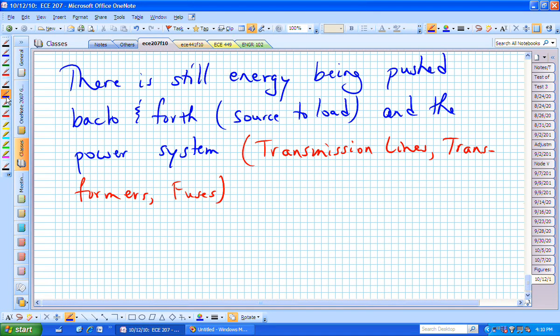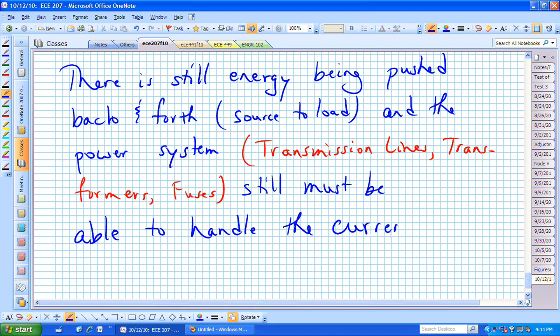Your transmission lines, your transformers, your fuses still must be sized or able to handle the current that's going back and forth, to handle the current with this reactive power.